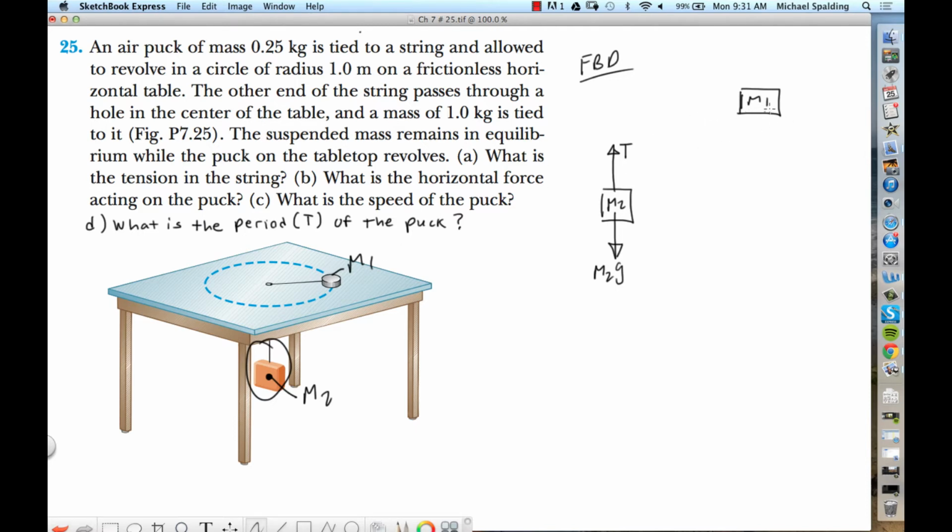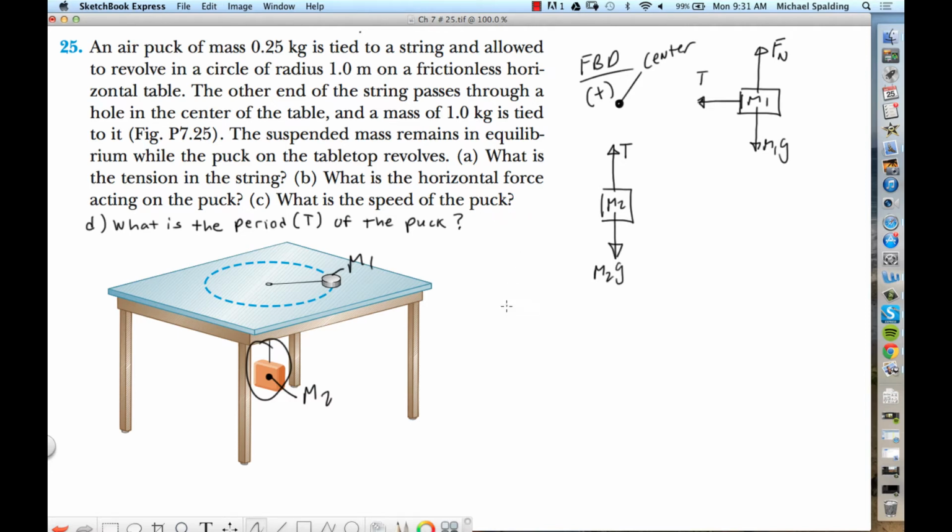Okay, what are the forces on M1? M1's on the table, so we have M1g down. It's on a surface, so there's a normal force. And then tension points to the middle. Right over here, this is the center of the circle. Why is the center of the circle important? Because you always make the center of the circle positive. Why? Because that's where the acceleration points. You want your acceleration to be plus.